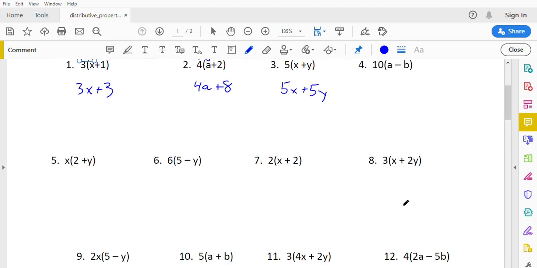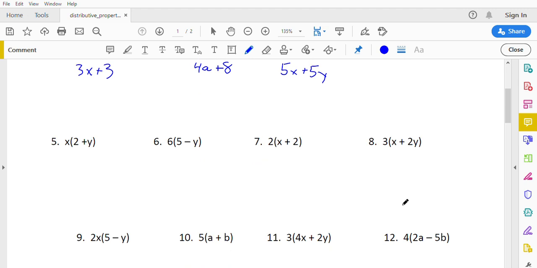Alright, and then start to skip around here a little bit. I had one like number 8 here. Again, you guys forgot how to do this. This is 3x, that we did. Now, 3 times 2y is, well, 3 times 2 is 6y. And again, if we think about this, that's 2y 3 times. So it's 2y, another 2y, and a third 2y. Well, what is that? That's 2, 4, 6y.